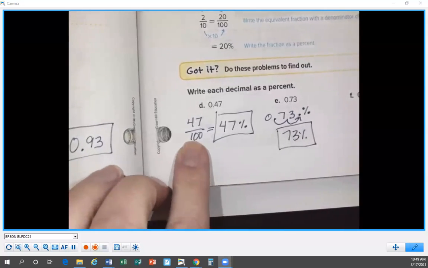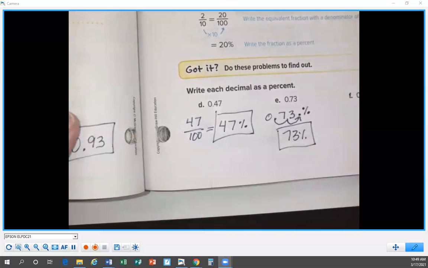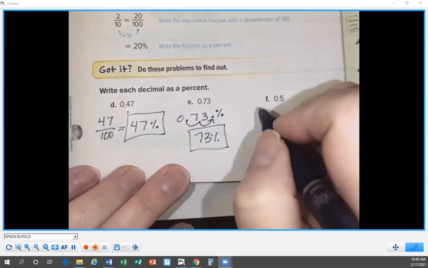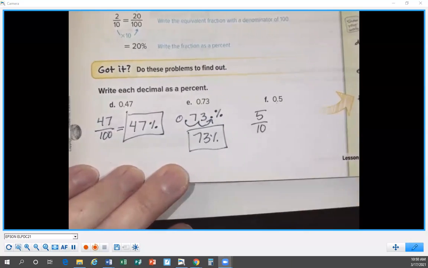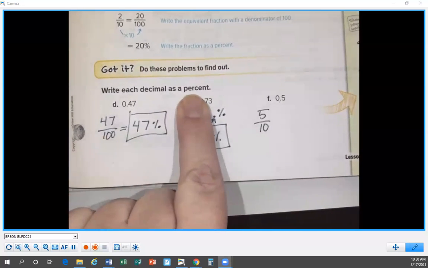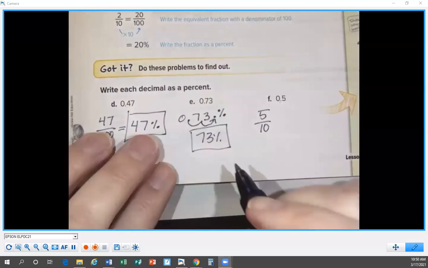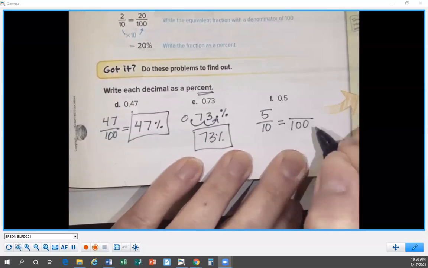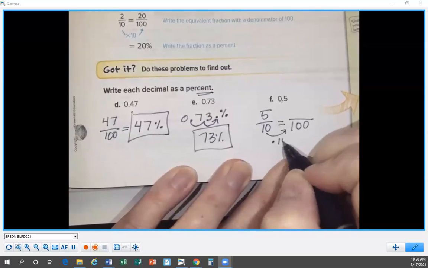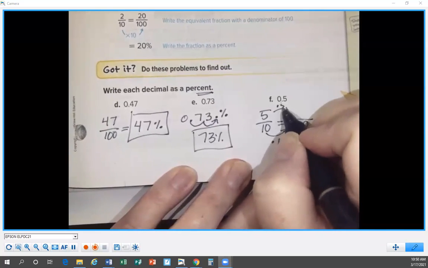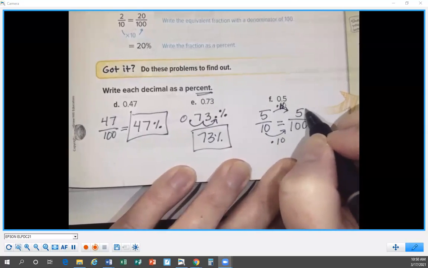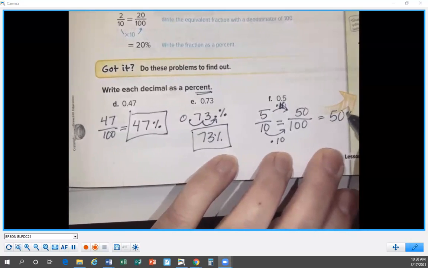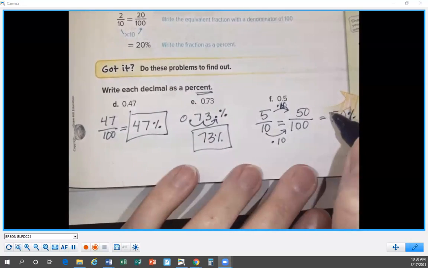I'm going to go back to the fraction method for letter F. So 5 tenths is how we read this number. If I want to scale that up to percent, which means per 100, remember cent is the root word for 100. So I need to make that per 100. How do I get from 10 to 100? Times 10. So what do I need to do to my 5? Times 10 also. So that's 50 hundredths. 50 hundredths is the same as 50 per 100, 50%.